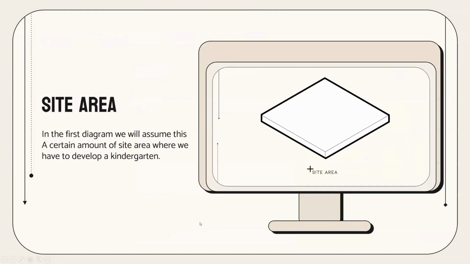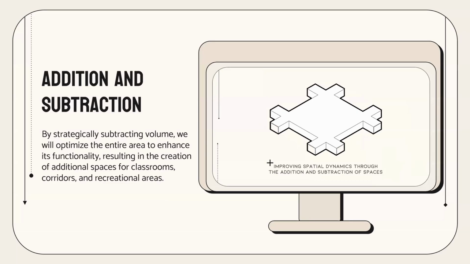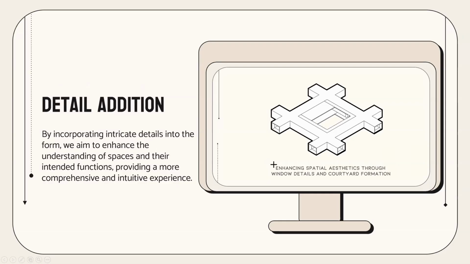We begin with the site area, defining the plot where the kindergarten will be developed. This diagram sets the base for the entire design process. In the next step, we work on the massing by adding and subtracting volumes and voids. This helps shape the building according to the fictional needs of a kindergarten. Moving ahead, the third step focuses on architecture details. Elements like roof, window, and entry-exit points are added to improve both function and appearance.